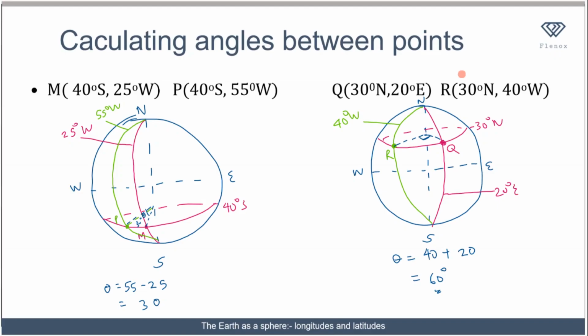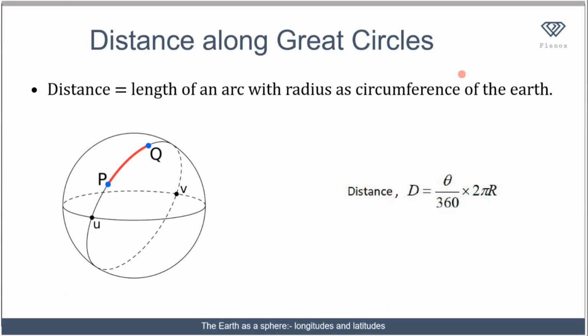So let's talk about calculating distance along the great circle. So now, as we've talked before, great circles are lines that divide the earth into 2 equal halves. So how do we calculate distance between them? So let's imagine this is a great circle over here. I want to calculate the distance between points P and Q. Now, if this is the center, I can draw a line or 2 lines towards the center. And what would that be?